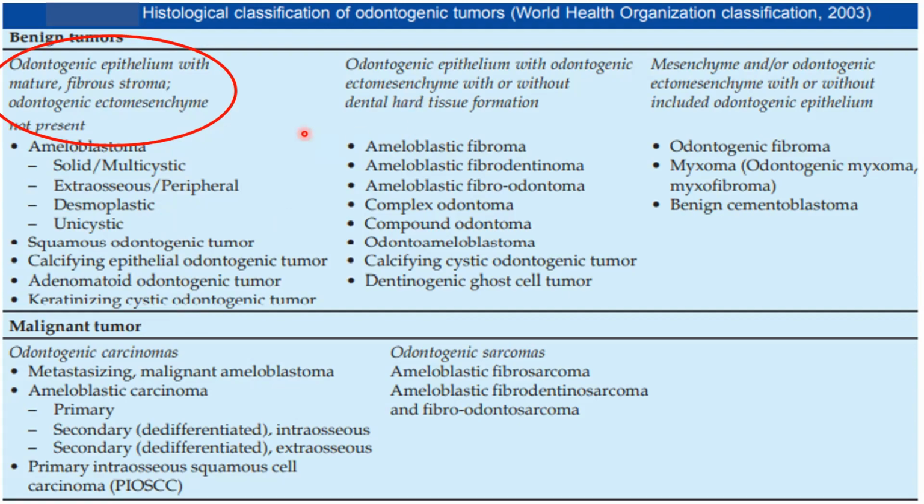And the next is odontogenic epithelium with or without the dental hard tissue formation, and this has odontogenic ectomesenchyme. So it is the interaction between the odontogenic epithelium and odontogenic ectomesenchyme which basically results in the formation of hard tissue. And the third is mesenchyme and/or odontogenic ectomesenchyme with or without odontogenic epithelium. So here the odontogenic epithelium may or may not be present. And under malignant tumor, there is carcinoma and sarcoma.